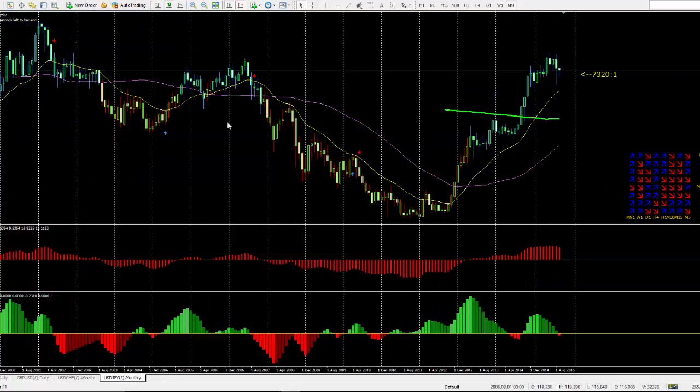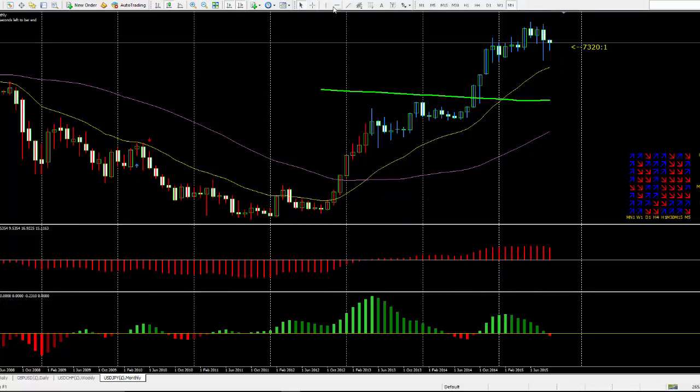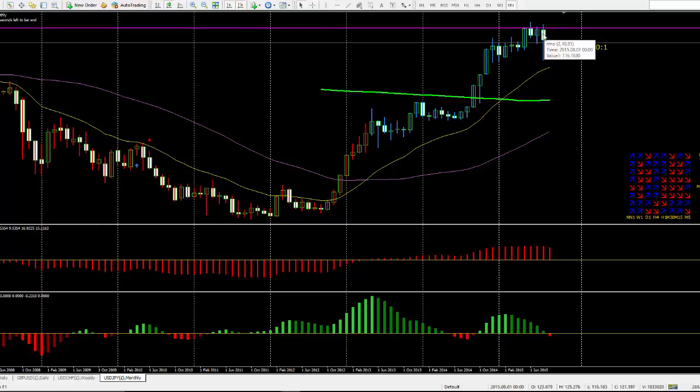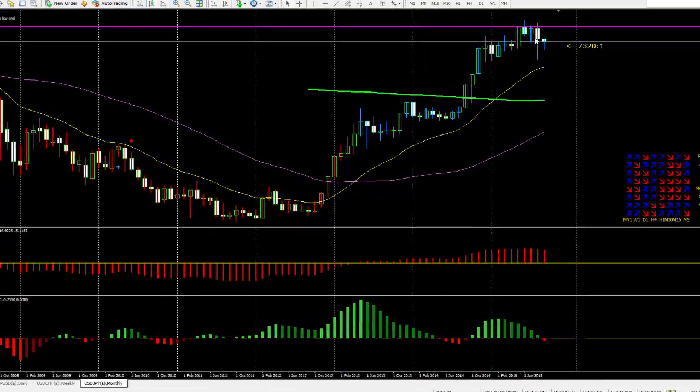Let's look at the US dollar Japanese yen. Here again, another US dollar cross. You can see that the last month, in fact, we saw a pullback after failing to break a 4-month resistance level high at 124.23 and change.